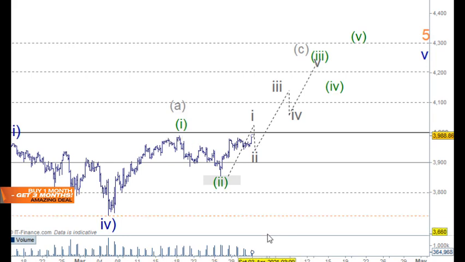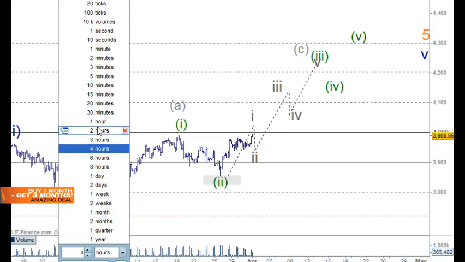But as always with all of this, we just need to go step by step and wave by wave. And we've been counting five waves up into this structure here. So in fact, there's a couple of different counts I can get in here. It's a little bit scraggly in here. It's not the most beautiful wave structure.